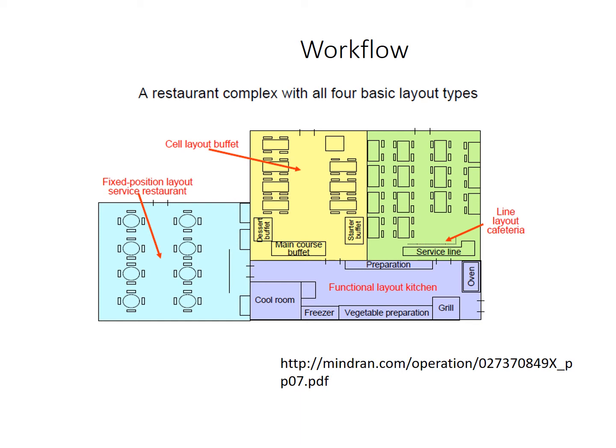In the kitchen, obviously, you're going to have one area for the preparation, the oven, grill, vegetable preparation, freezer, and the cool room. So these must be separated. And you see how the vegetable preparation and the grill is separate to the preparation probably used for meats and so on and so forth, to avoid cross contamination. And then you have the oven to one side as well. So again, different basic layout types for different styles of food, if it's a buffet, service line, or fixed position service restaurant.